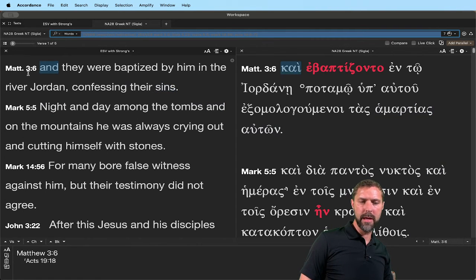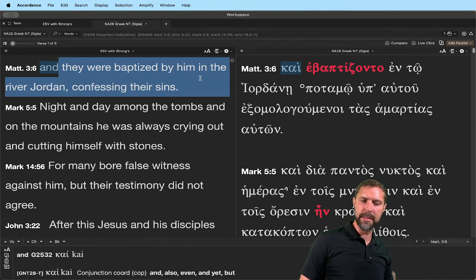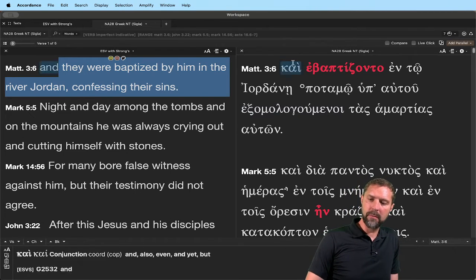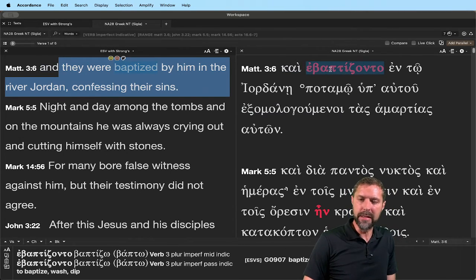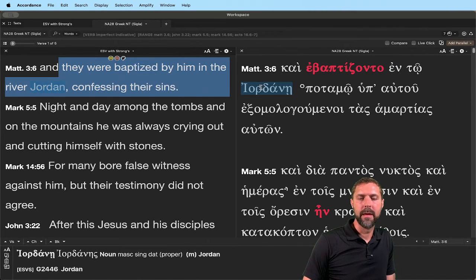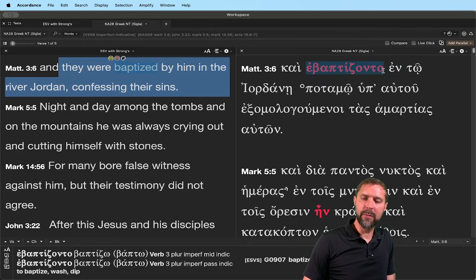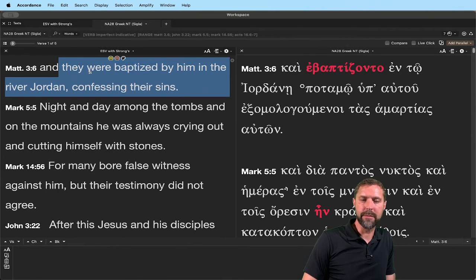So here, Matthew 3:6, the ESV is rendered, they were baptized by him in the river Jordan, confessing their sins. This is John the Baptist. On point of fact, this is a little pedantic, but it's okay. This is a passive, and they were being baptized in the Jordan River. And it's an imperfect, so it's linear. Okay, so I do like they were being baptized, which ESV has rendered the passive, they were baptized.